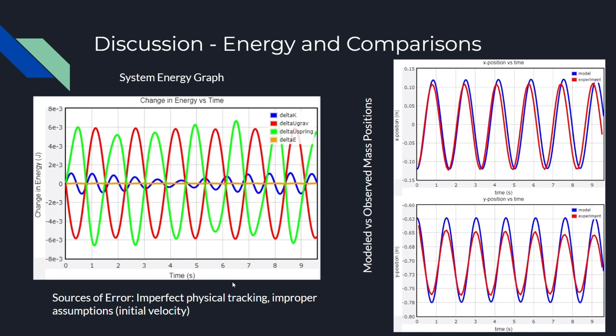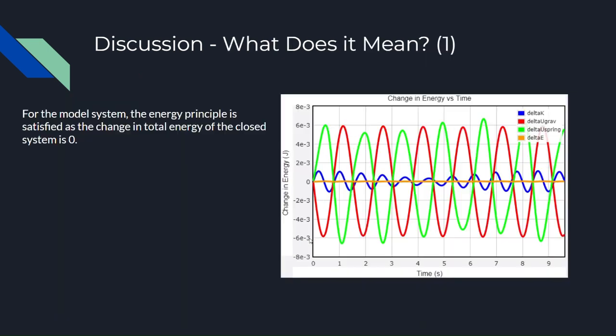Sources of error would have been imperfect physical tracking in Tracker and improper assumptions. So maybe there was some initial velocity imparted on the physical system. For the modeled system, the energy principle is satisfied as the change in total energy of the closed system is zero. We can see that as the orange delta E graph is zero the whole time. And in the real system, the change in energy would not have been zero because it was exposed to air resistance, damping, and other possible outside forces that would take energy out of the system.